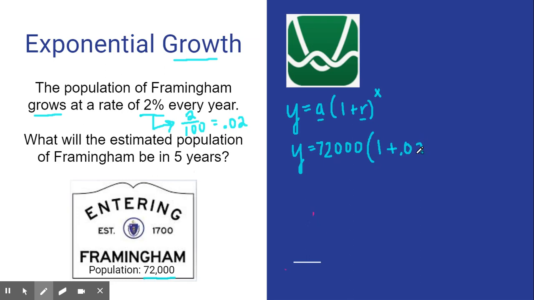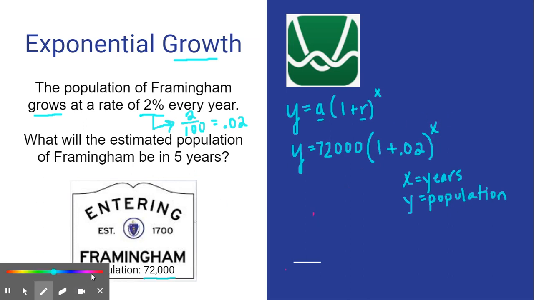So 0.02 instead of just 2. And that is raised to the power of x. So in this example, x represents the years and y represents the population. We would like to know what the population of Framingham will be in 5 years. So we know that we want x to be 5. So we would like this number to be 5. And let's find out what that means for y.